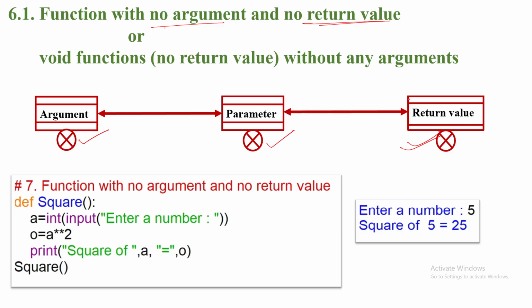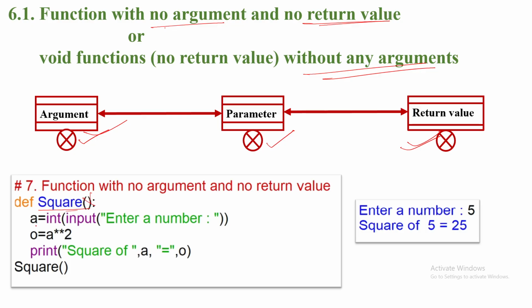Not returning any value, it is called a void function. Void functions are under no argument, so that's why it is without any argument. Through the examples we will see. Now, def square, because no parameter, not passing any parameters.